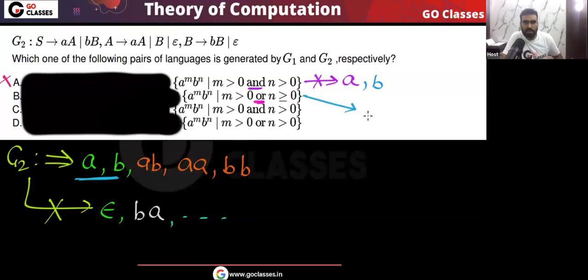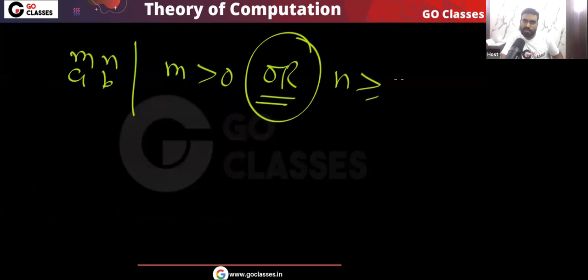So from here actually, either m greater than 0 or n is greater than or equal to 0. Actually from here epsilon can be generated. Yes or no? Because there is an or here. Notice what I'm saying. It is like a power m b power n, where m is greater than 0, or there is an or here, n is greater than or equal to 0.